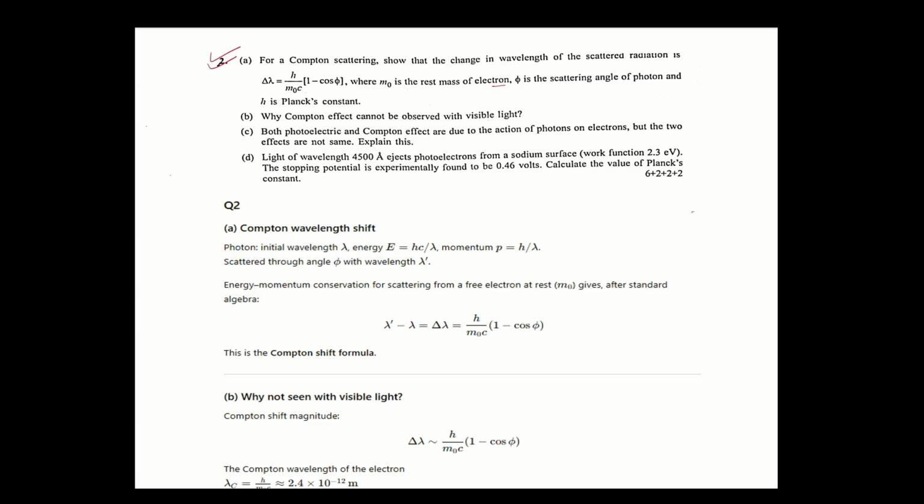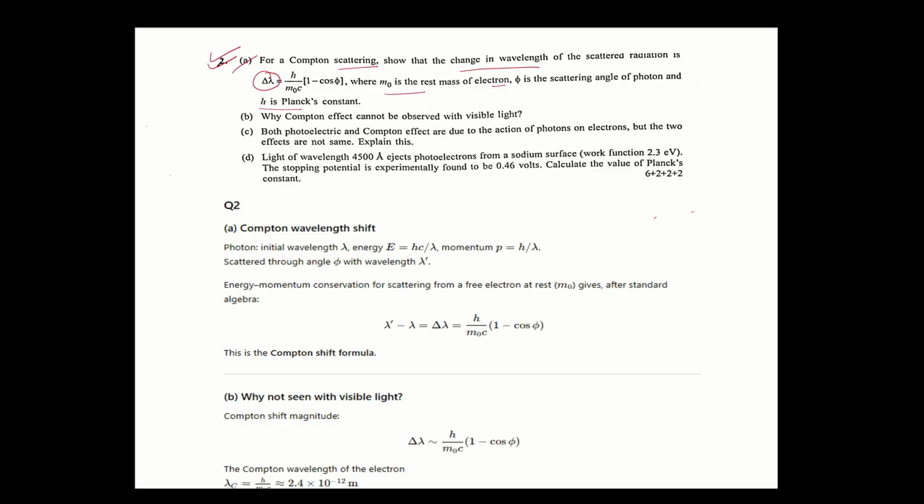Question number 2 is given as question A. For Compton scattering, the change in the wavelength of the scattered radiation is delta lambda equal to h by m naught c into 1 minus cos phi, where m naught is the rest mass of the electron, phi is the scattering angle of the photon, and h is the Planck constant. Okay, so it is a standard derivation.